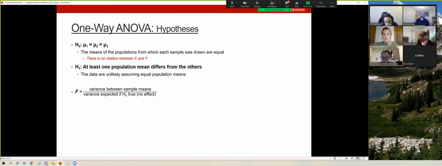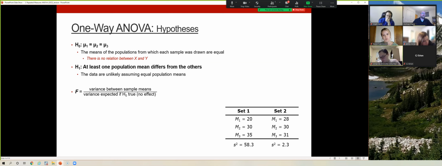Our F statistic, remember for ANOVA, is looking at the variance between samples over the variance expected if the null hypothesis were true, right? We always expect there to be some variability across my sample means. What will start to get me a large F test is if my between-sample variance starts to exceed what I would expect just based on general sampling error, okay? So again, I've got two sets here. I've got set 1 and set 2.